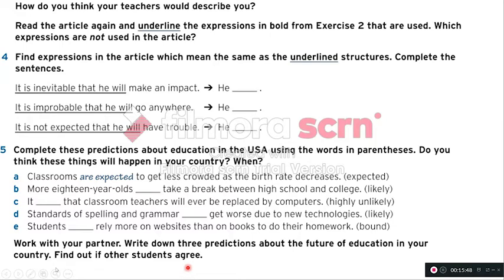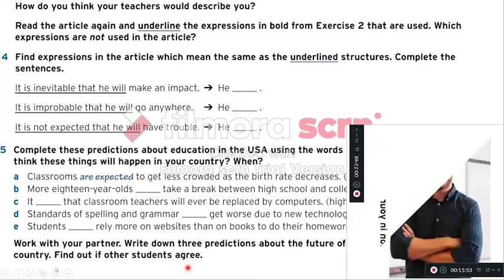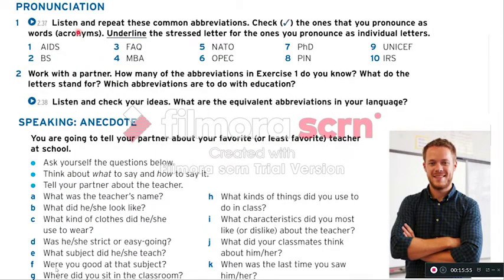Very good, guys. Let's move on now to the next topic, which is a pronunciation topic. In the first exercise, we have listen and repeat these common abbreviations. Check the ones that you pronounce as words, acronyms, and underline the stress letter for the ones you pronounce as individual letters. All right? So in English and in Spanish, some abbreviations we pronounce them as words, like the number 1, AIDS. We don't say the letters A-I-D-S, we just say AIDS. And there are other words that we pronounce the letters, like the number 2, BS.